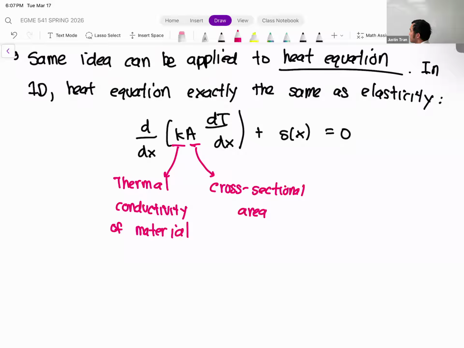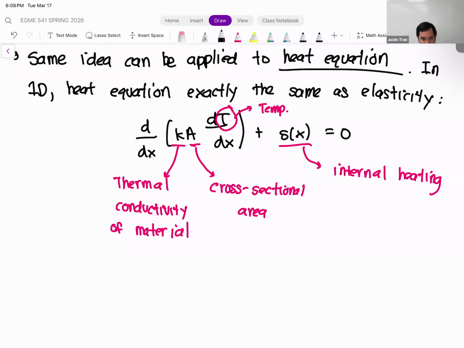So heat transfer also depends on the geometry of the material. T here is the temperature. And S of x here is what's called the internal heating of the material. So the internal heating has the same role as the body force. It's just an additional function that you can add to your differential equation that models some kind of internal heating in the material.